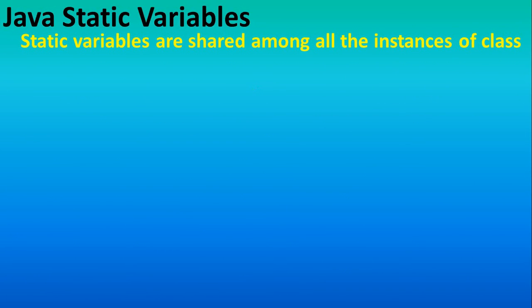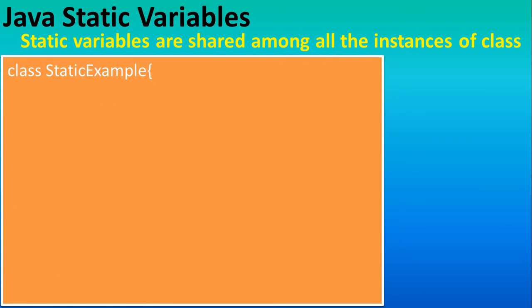Java static variables, the next point, are shared among the instances of the class. For example, you have the class and your value of the variable 77. This is the string variable, normal, not static, but this is the static 77.